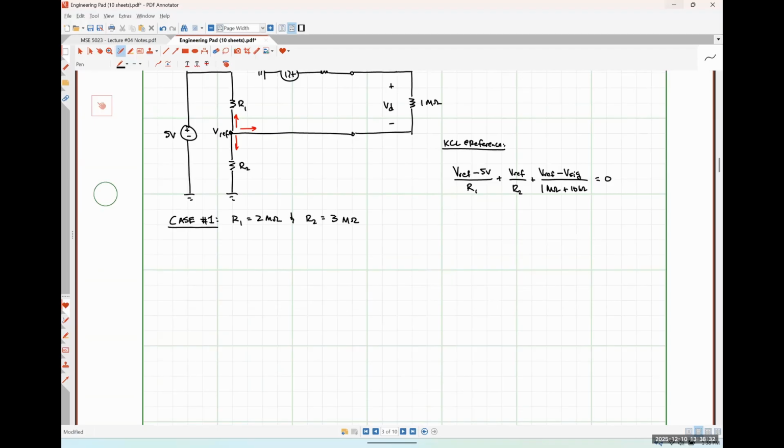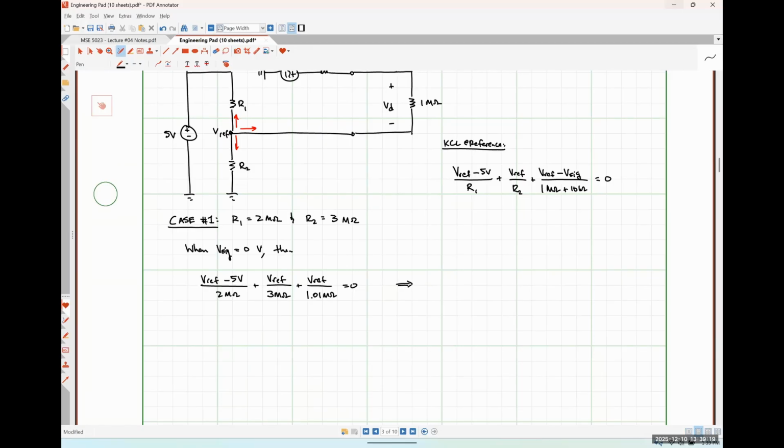So the issue is that when V sig is equal to 0 volts, then we would have (Vref minus 5 volts) over 2 mega ohms plus Vref over 3 mega ohms plus (Vref minus 0), so just Vref, over 1.01 mega ohms is equal to 0.